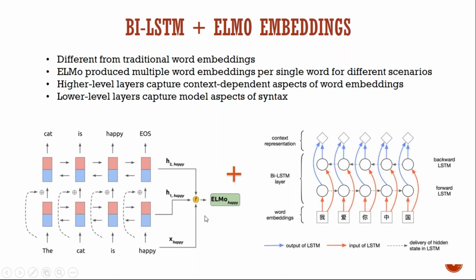The ELMo embedding for a particular word is a combination of the second hidden state, the first hidden state, as well as the input representation of the particular word. The function f is a weighted average, not exactly a weighted average. It will depend on which task we are dealing with. For sentiment classification, it will give a different ELMo embedding. For NER, it might give a different ELMo embedding. So the function f is based on the task that we are dealing with.